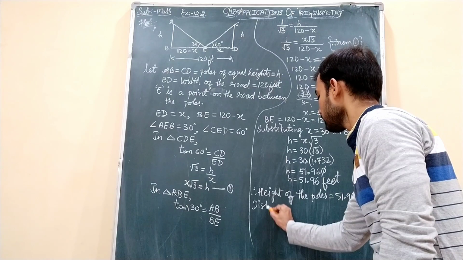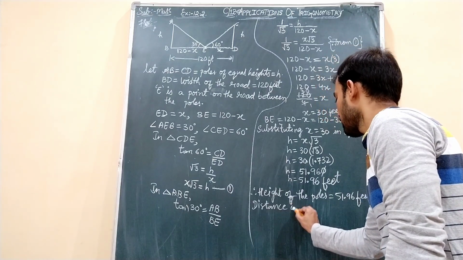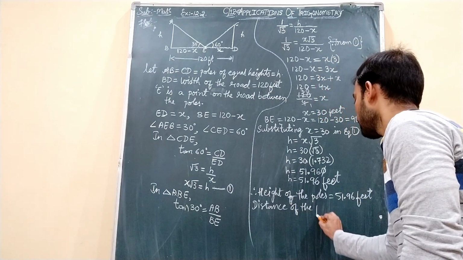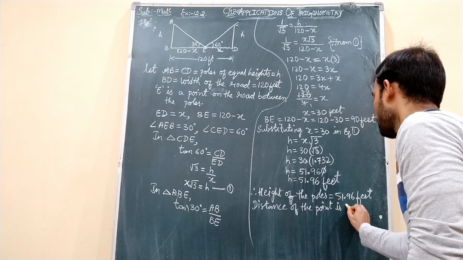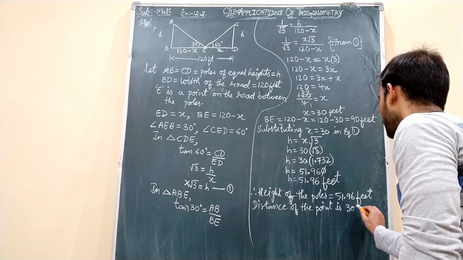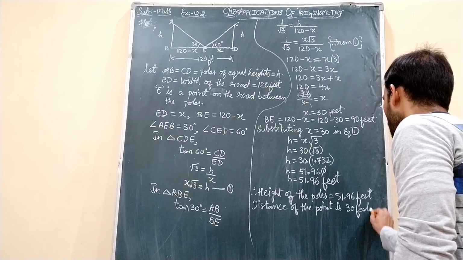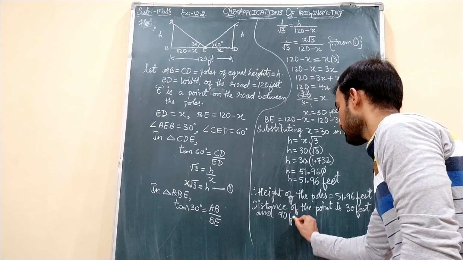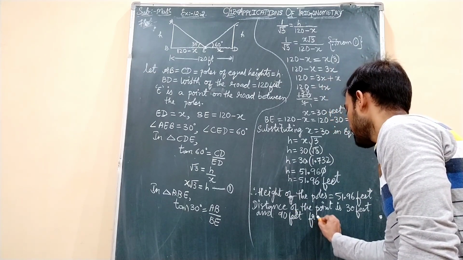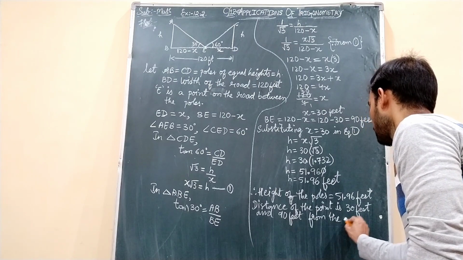And another thing is, what is the distance of the point? Distance of the point is 30 feet and 90 feet from the poles.